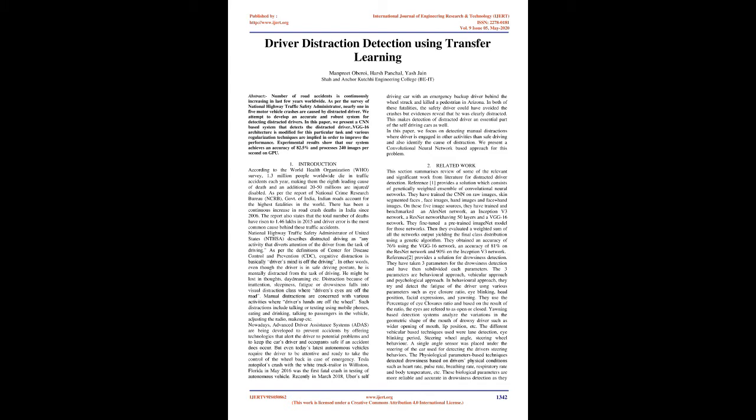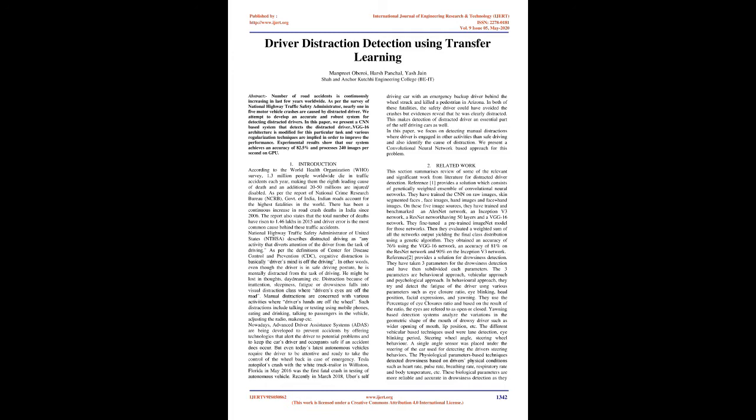The National Highway Traffic Safety Administration of the United States, NHTSA, describes distracted driving as any activity that diverts the attention of the driver from the task of driving. As per the definitions of the Centers for Disease Control and Prevention, CDC, cognitive distraction is basically when the driver's mind is off the driving. In other words, even though the driver is in a safe driving posture, he is mentally distracted from the task of driving. He might be lost in thoughts, daydreaming, etc.